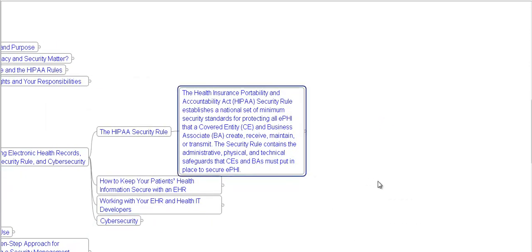The Health Insurance Portability and Accountability Act (HIPAA) security rule establishes a national set of minimum security standards for protecting all electronic protected health information that a covered entity and business associate create, receive, maintain or transmit. The security rule contains the administrative, physical and technical safeguards that covered entities and business associates must put in place to secure electronic protected health information.